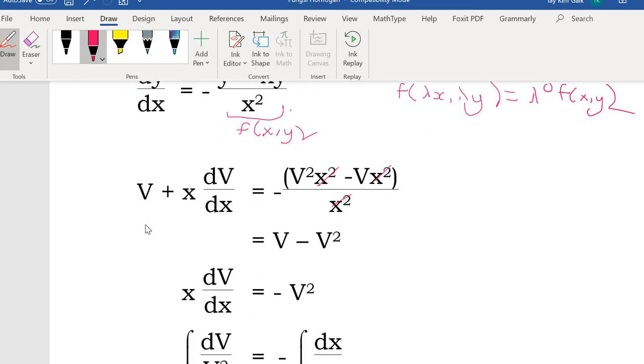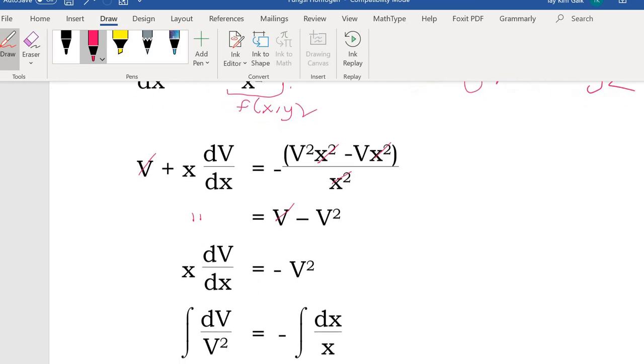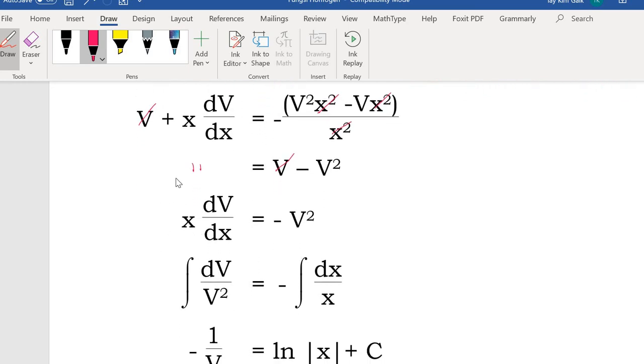Okay, this one is the same as this line. Lastly, the v at the left side you bring to the other side, so we have, okay, v on the left side and right side you cancel. So on the left, x dv/dx equals minus v squared. Then after simplification you get a separable equation in terms of v and x.